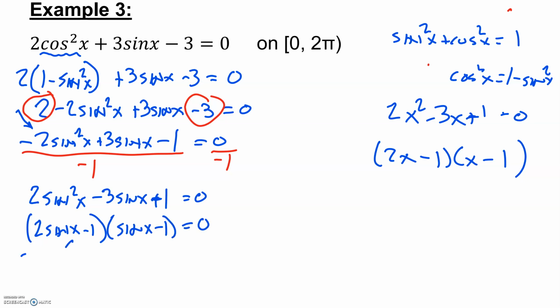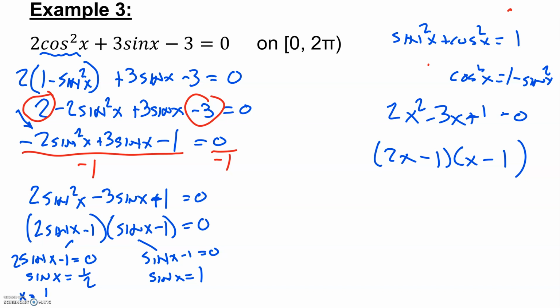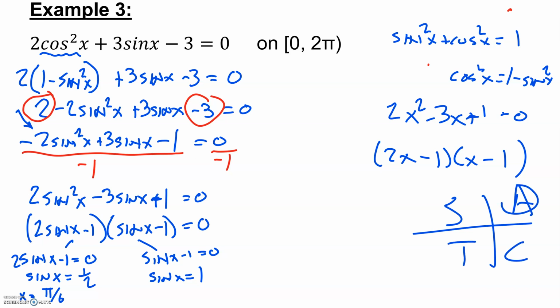Set each of these guys equal to 0. Okay. So here we get sine of x equals 1. Over here we get sine of x equals 1/2. When, you know, the sine of what angle is a half? Well, that's going to happen at pi/6. But again, we need to think about where sine is positive. It's also positive over here in the second quadrant. So we're also going to have a 5pi/6.